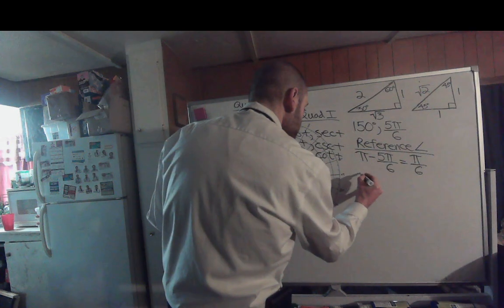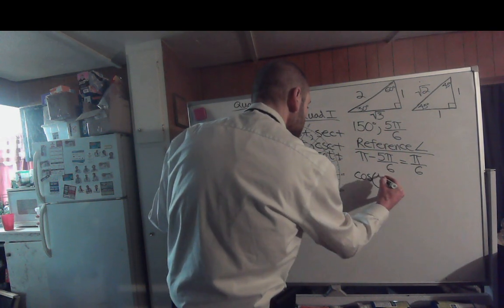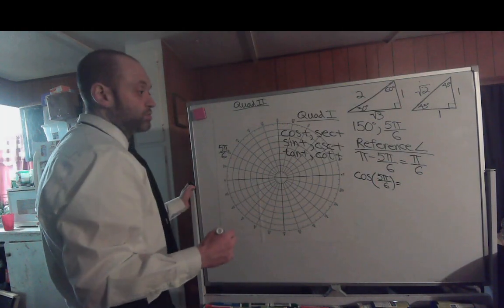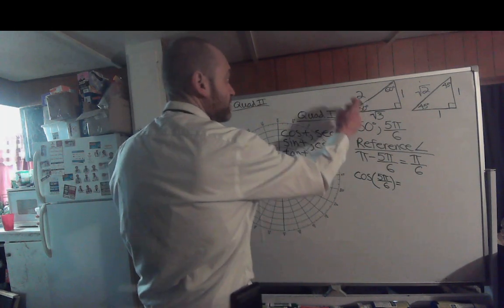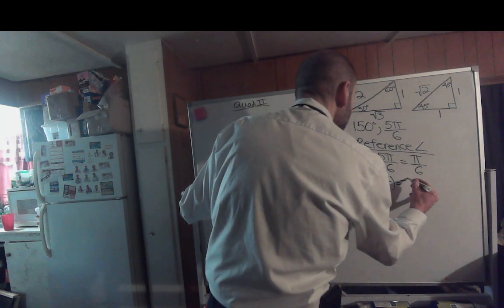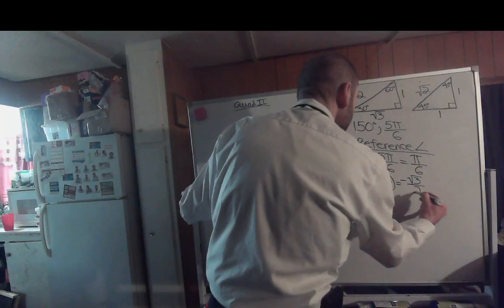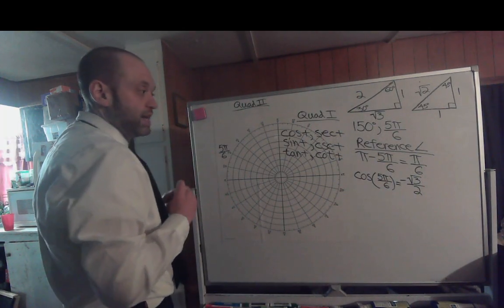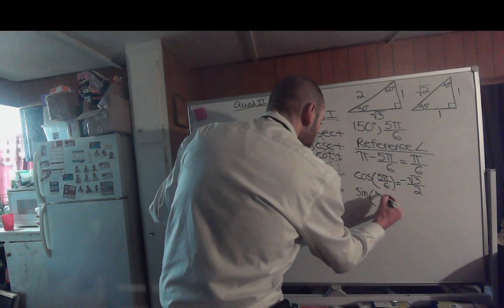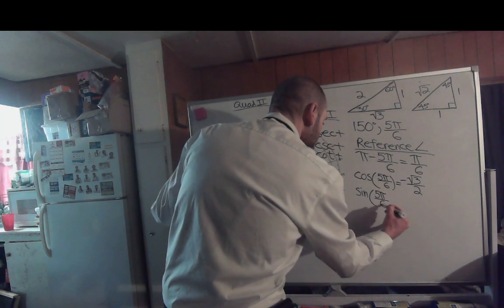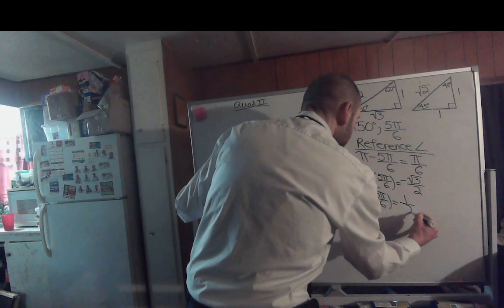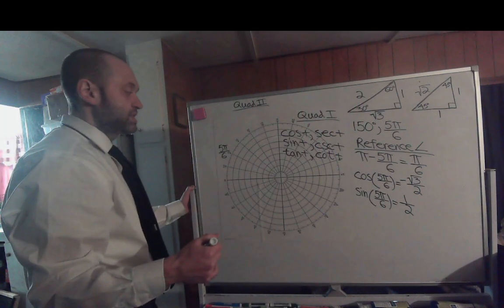So let's find the cosine of 5 pi over 6. Alright, so cosine of 30 is going to be square root of 3 over 2, but since you're in the second quadrant, your x is negative, it's actually going to be negative of the square root of 3 over 2 for the cosine of 5 pi over 6. Now what about the sine of 5 pi over 6? Well, in the second quadrant, your y is still positive, which means your sine is positive. So you're going to get positive 1/2 for your sine of 5 pi over 6.